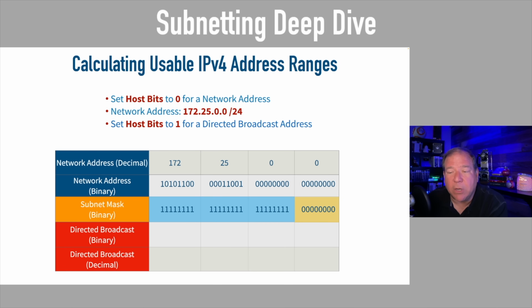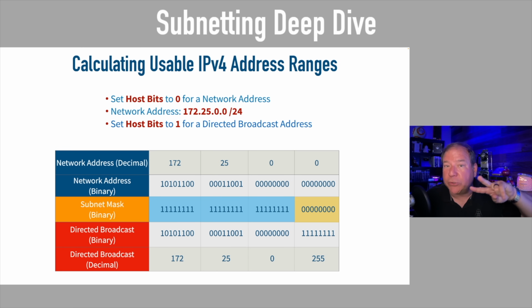We're going to set those to all 0s, our subnet mask shows us that our last 8 bits are all 0s. And the network address is going to be 172.25.0.0. Our directed broadcast address is where we make those last 8 bits all 1s. So the directed broadcast is going to be 172.25.0.255. We cannot use those 2 IP addresses to assign to a host.